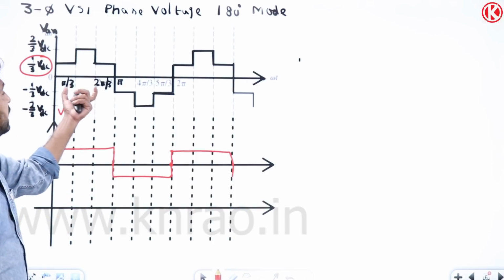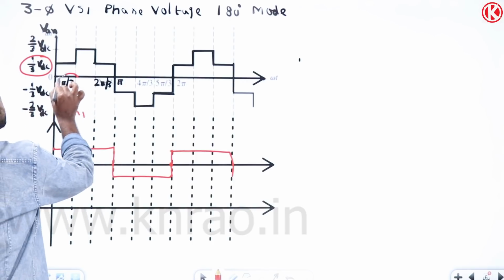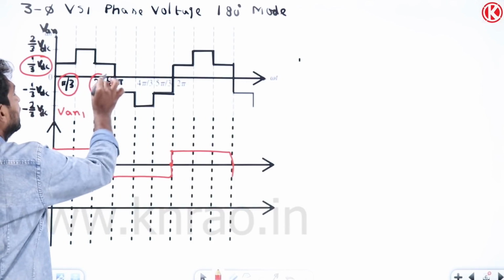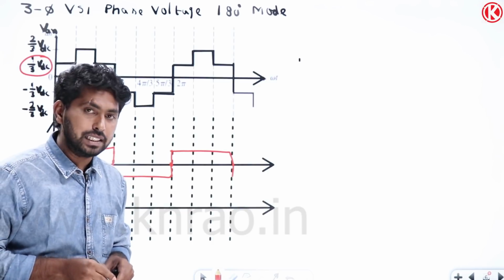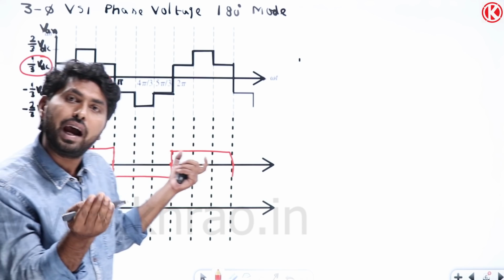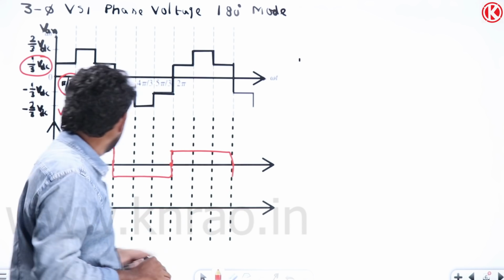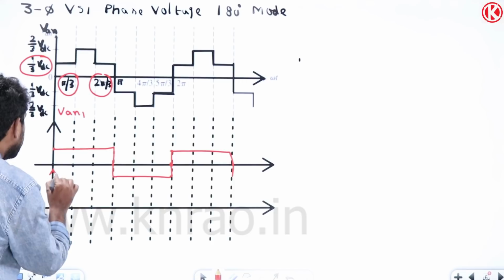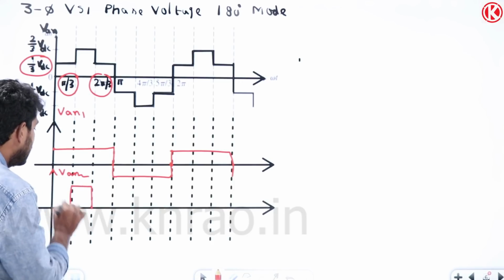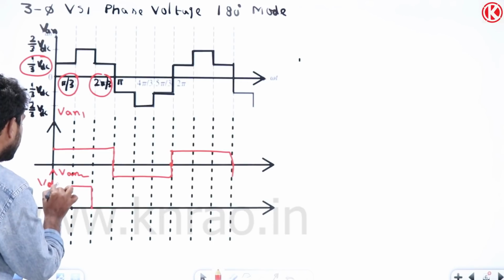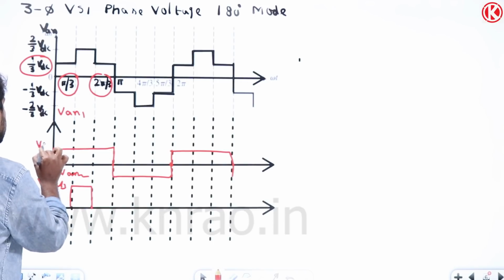But in this period from 60 degrees, that is pi by 3 to 2 pi by 3, the value of VAN is equal to 2 VDC by 3. That is, in that period we need to add an additional VDC by 3. So let me add the VDC by 3 here. So this magnitude will be the VDC by 3.